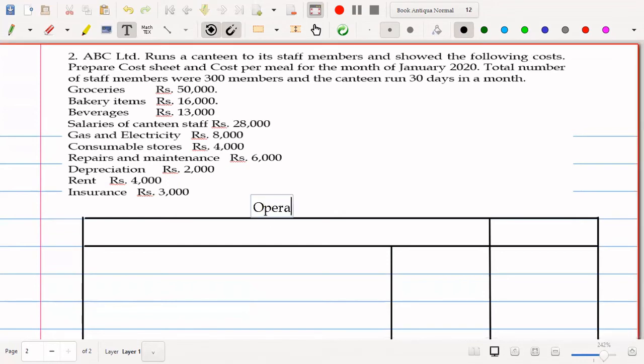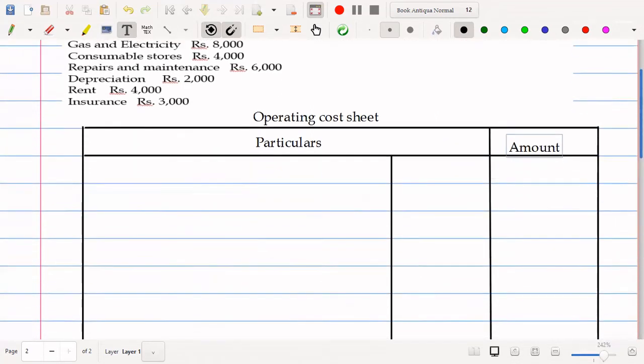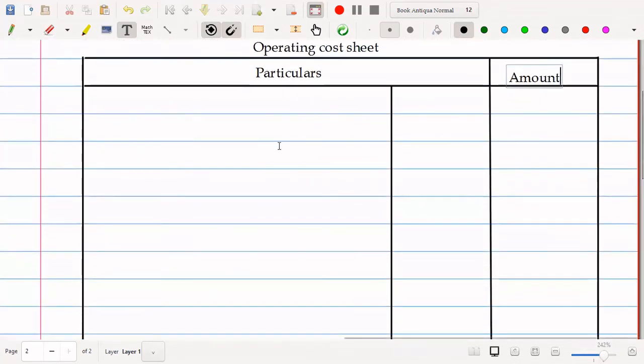operating cost sheet. So here we have to write particulars, and here goes amount. Let's do it fast. Hope you have written the problem in your book. Now start doing the problem on your own.